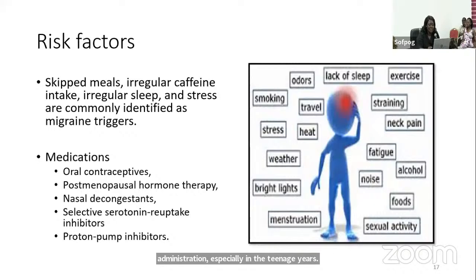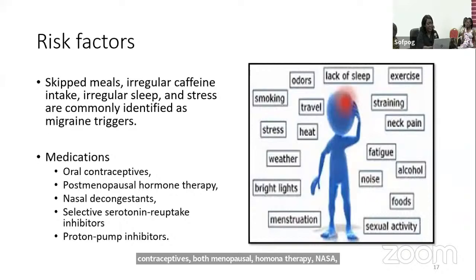And then it's also associated with eating certain foods such as chocolate, orange juice, banana, and then cola drinks. And then sexual activity has also been linked as a risk factor for developing migraine headaches. There are certain medications that also increase your risk of having migraine headaches, such as oral contraceptives, postmenopausal hormonal therapy, nasal decongestants, SSRIs, and then proton pump inhibitors.